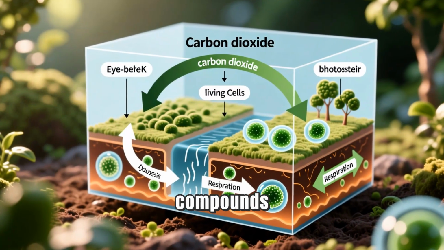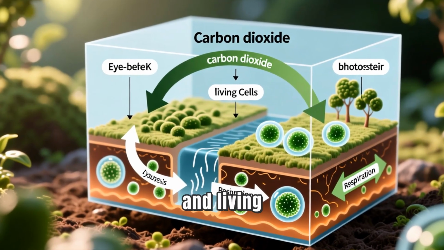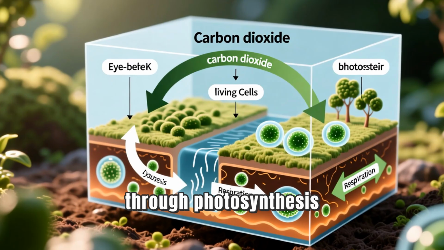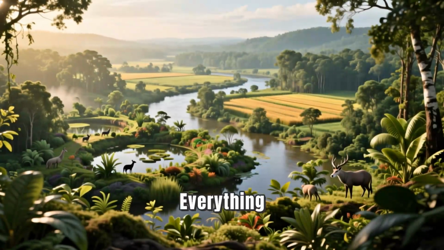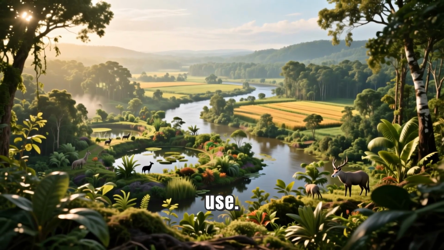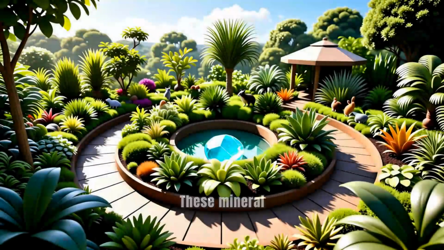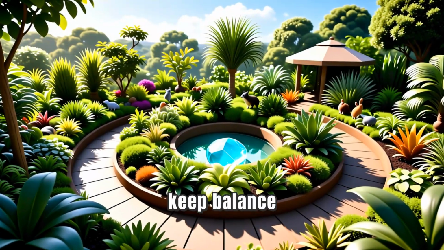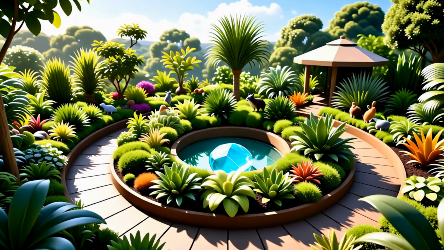Inorganic compounds also cycle. Carbon dioxide moves between the air and living cells through photosynthesis and cellular respiration, the process that releases energy from food. Everything living borrows its elements, then returns them after use. Each part of this exchange supports life across many ecosystems. These mineral cycles keep balance, so you can grow healthy plants and support nearby wildlife.